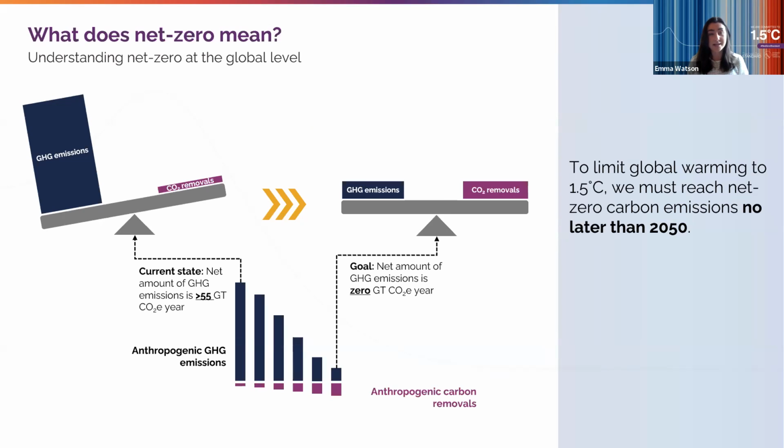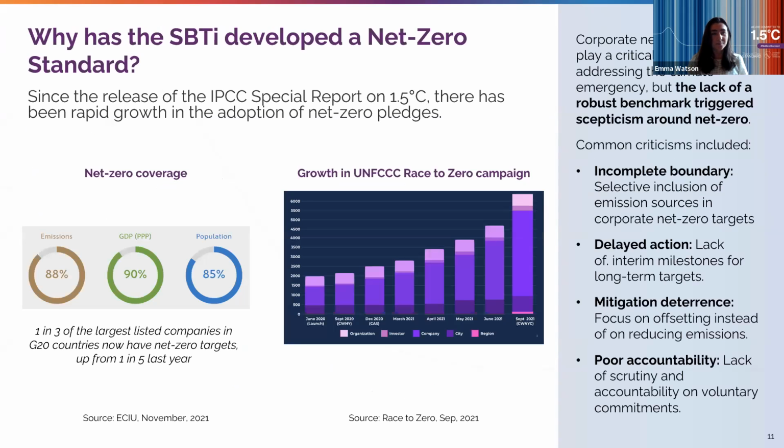Now, when we're looking at net zero scenarios at the global level, what we can see is that greenhouse gas emissions are extremely reduced, and they're then balanced by an increase in CO2 removals. So we need to reach this state by no later than 2050 if we want to limit global warming to 1.5C. So at the very high level, this is the global net zero picture that we're looking at and that we're trying to emulate with a company's science-based target, essentially breaking that down to a company level.